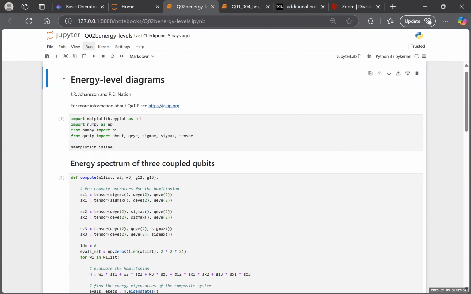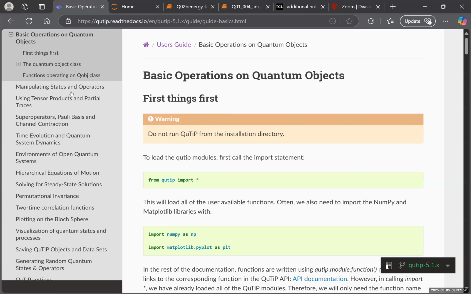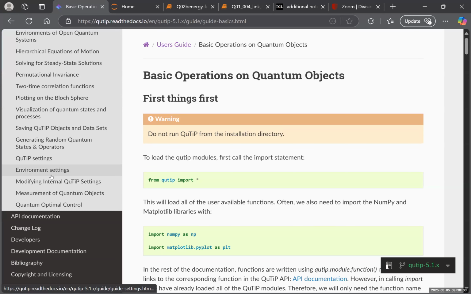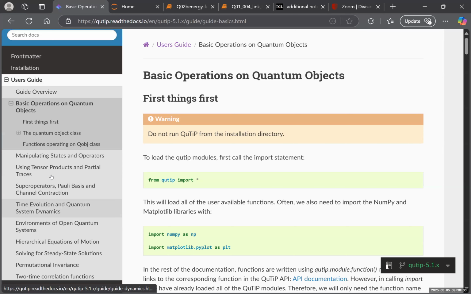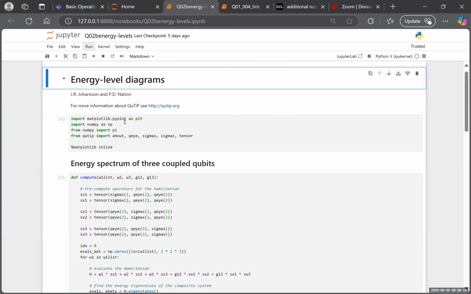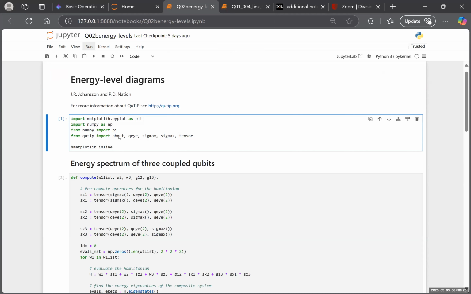Yeah, so on the information about this documentation, this basic operator we talk about, and there's a lot of info here. This is a very useful website. Okay. Yeah, so as usual, you import the visualization package from matplotlib and NumPy and QuTiP. This is about just identity, sigma XYZ, tensor.